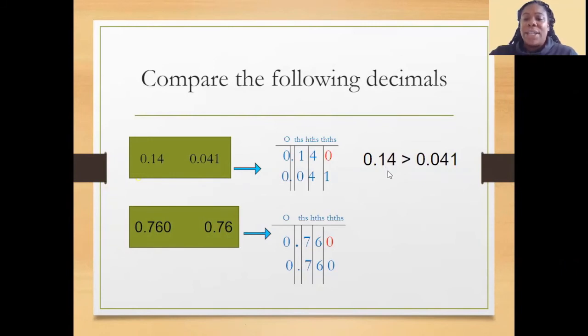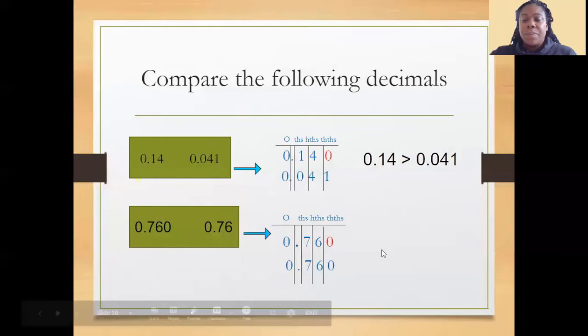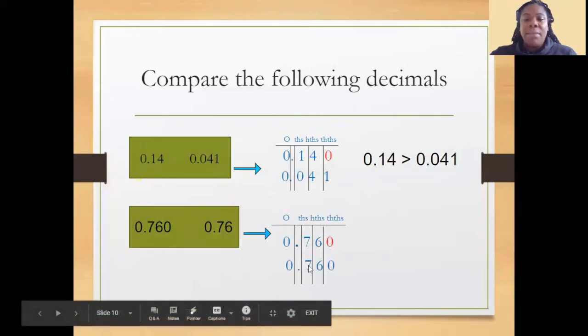And the answer is 14 hundredths is greater than 41 thousandths. Same thing here. I look at each column, and I notice that all the numbers are the same in each column. So my answer is 760 thousandths is equal to 76 hundredths.